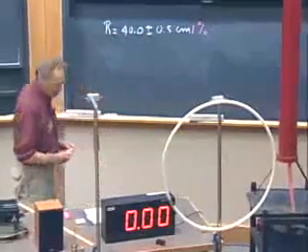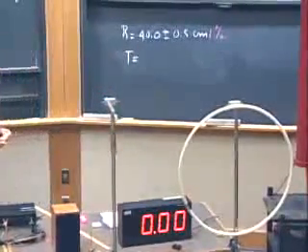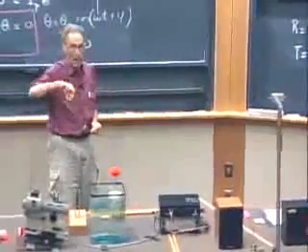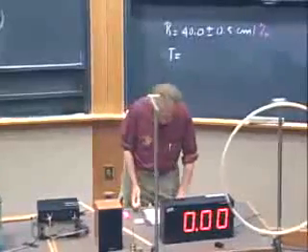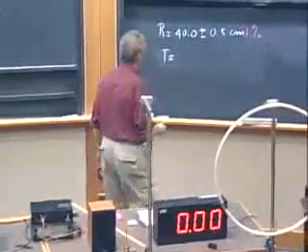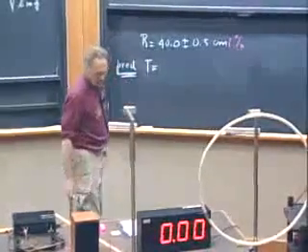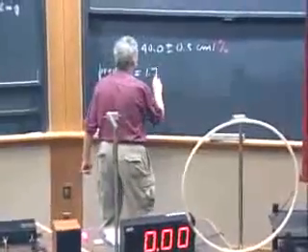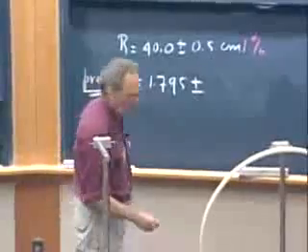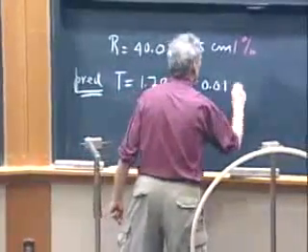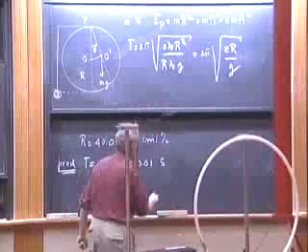And so we make a prediction now, T. We get the square root of R, so the 1% uncertainty becomes 0.5% because of the square root. You take 2R, you divide it by g, and you'll find that the prediction is that T is 1.795 plus or minus, that is your 0.5%, 0.01 seconds. So that's because of the square root.